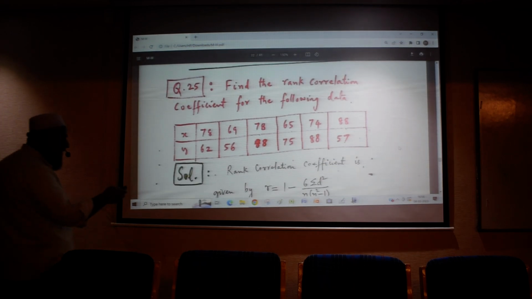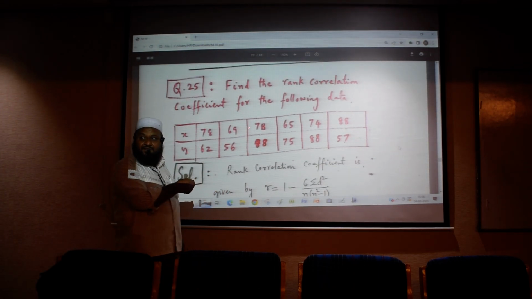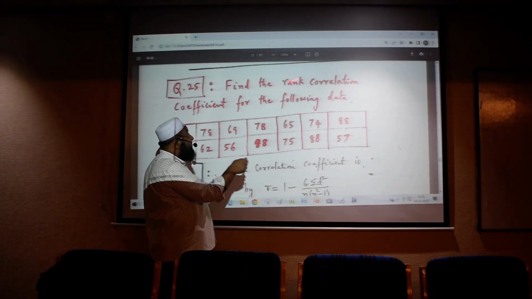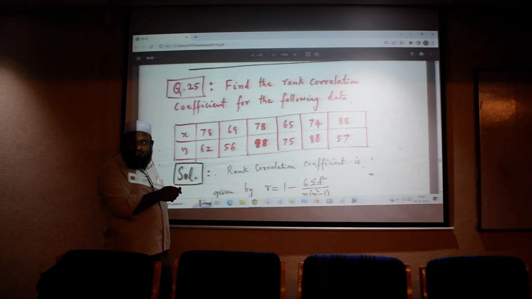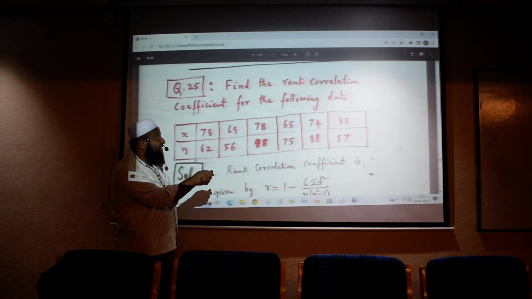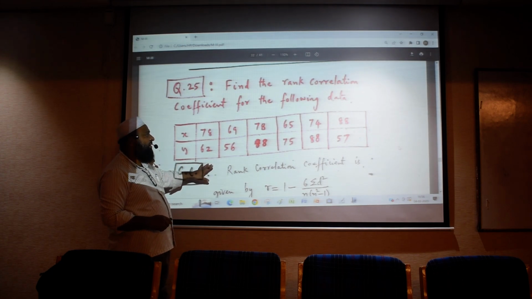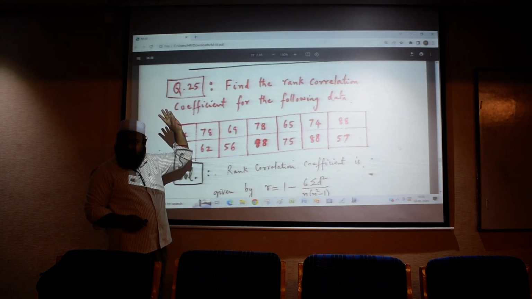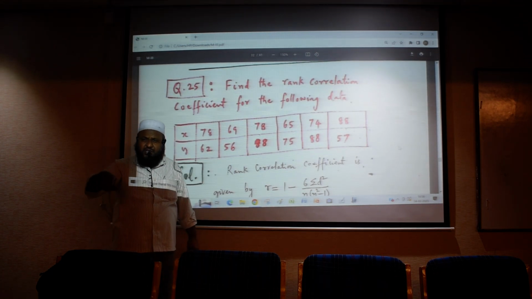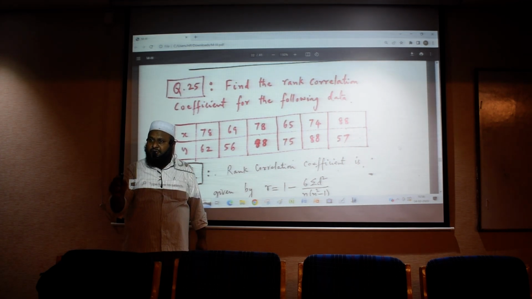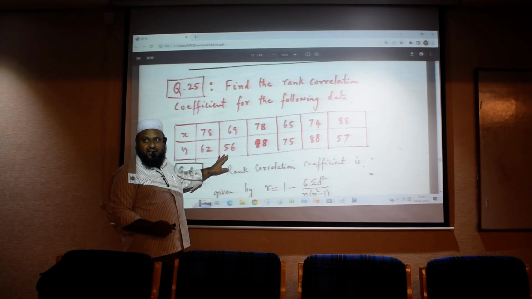One more type of correlation between X and Y is the rank correlation coefficient. When the word rank comes, we have to use the rank formula. It is so simple. It was there in 10th class long back, though in the new syllabus it may not be. Anyway, we are learning it now.